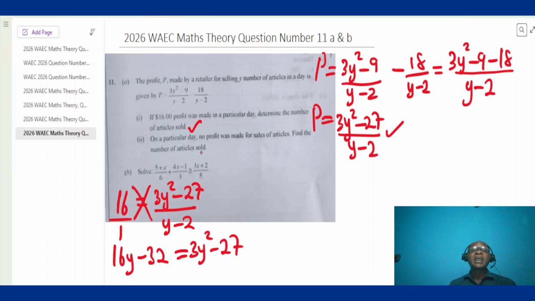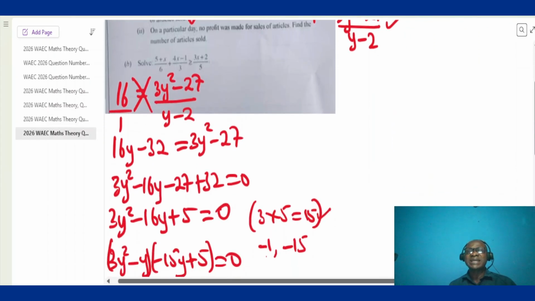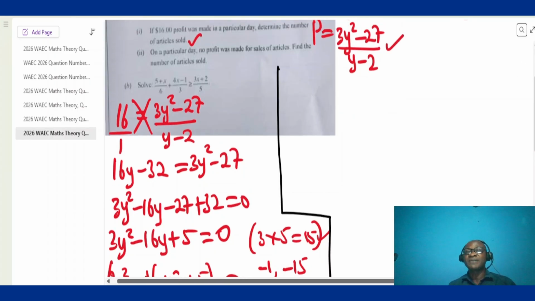So a particular number of articles were sold and there was no profit made. What does that mean? It simply implies that after selling some number of articles, there was no profit. So how do we know the exact number of articles that were sold when there is no profit? What this means is, remember our formula that we are using from what we have resolved here.